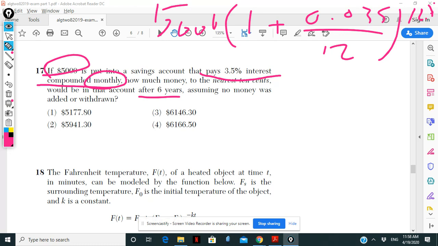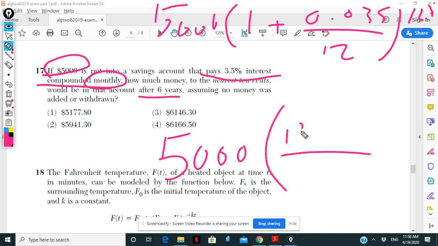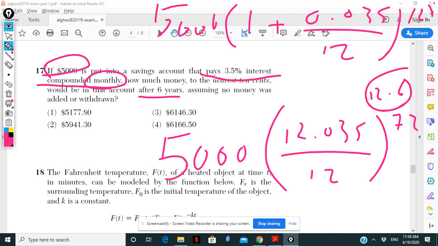So what I have to do is multiply 5,000 times 1.035 over 12, to the power 12 times 6. This evaluation is 72, and when you do it on the calculator, it's going to come up to almost 6,166.5 when you round it. So the answer is going to be 4.